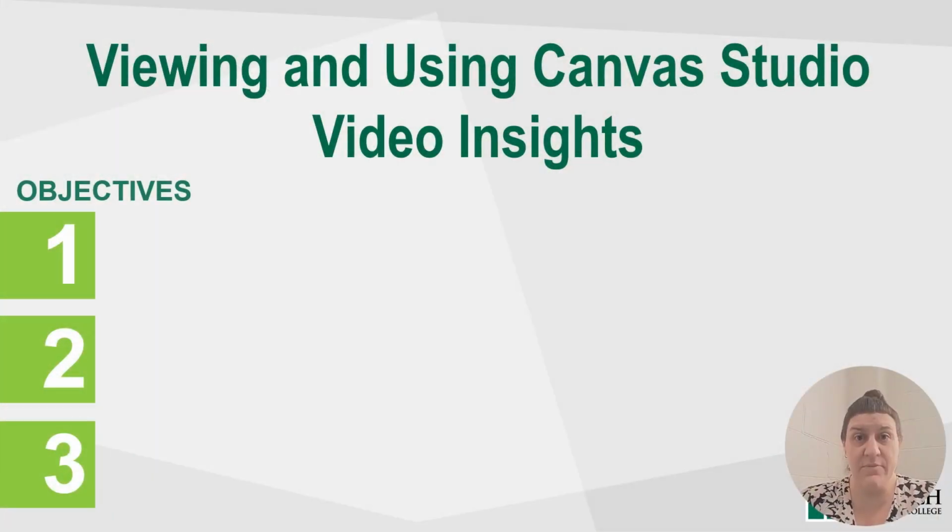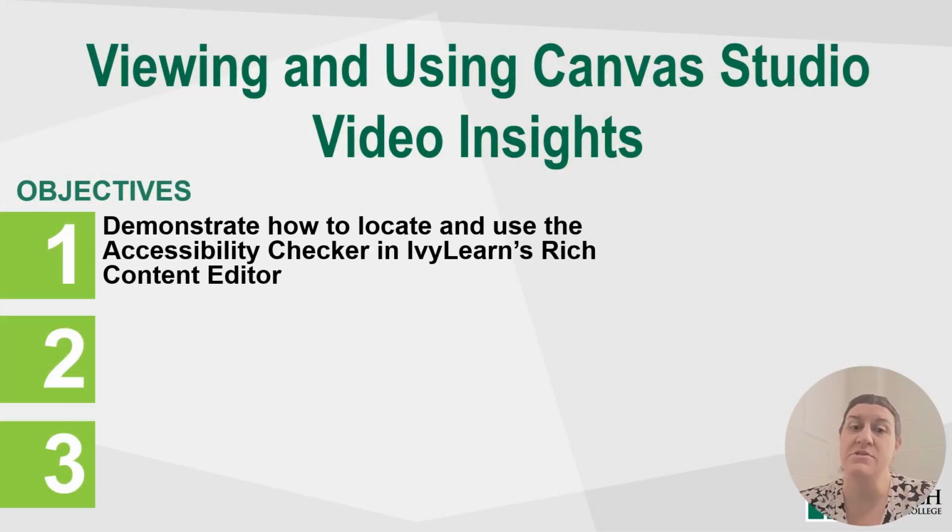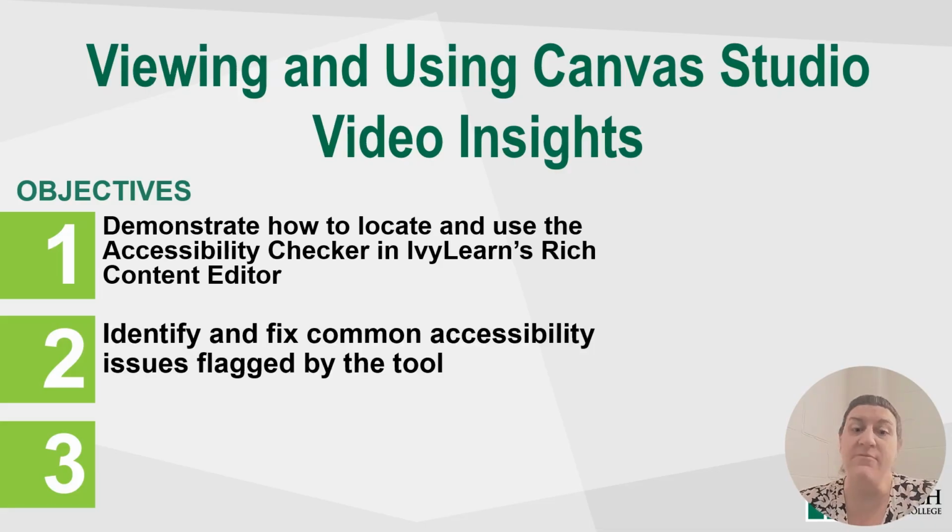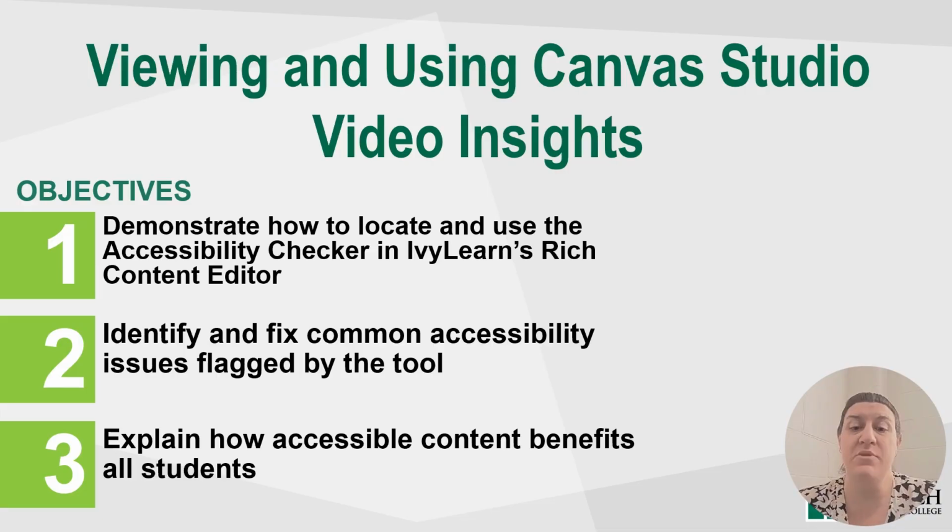Today we're going to walk through a powerful little helper in IvyLearn, the accessibility checker within the rich content editor. It's your best friend to ensure that every student has equal access to your awesome course materials. By the end of this video, you will be able to demonstrate how to locate and use the accessibility checker in IvyLearn's rich content editor, identify and flag common accessibility issues flagged by the tool, and explain how accessible content benefits all students in your course, not just those with a disability.